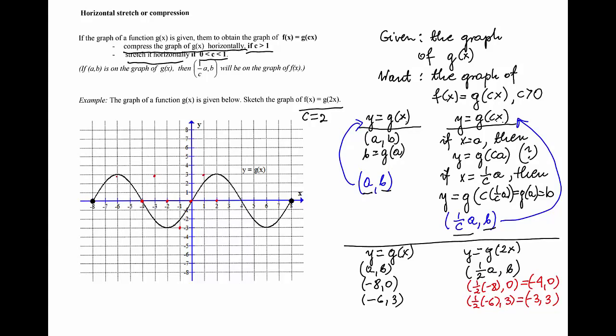Point 6, -3 will be transformed to 3, -3, and point 8, 0 will be transformed to 4, 0. And the graph of that function will take on the following shape. This is the graph of g of 2x. As you can see, this is the black graph that is compressed toward the y-axis. That's why when the constant next to x is greater than 1, we'll have horizontal compression.